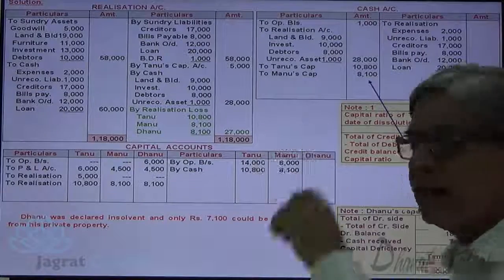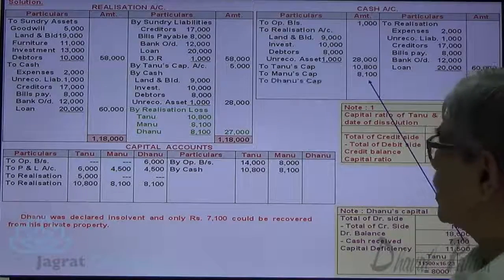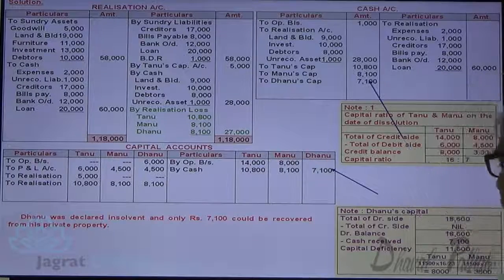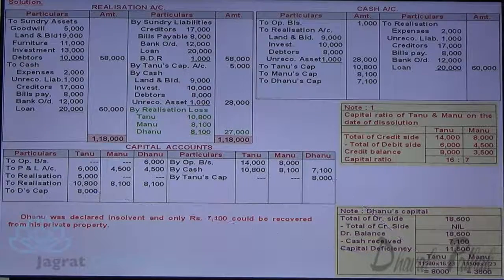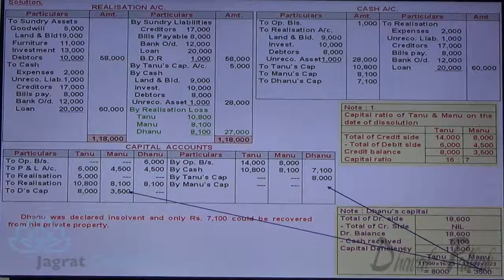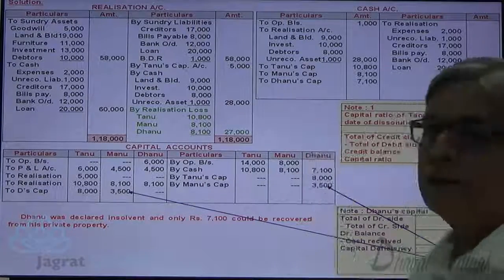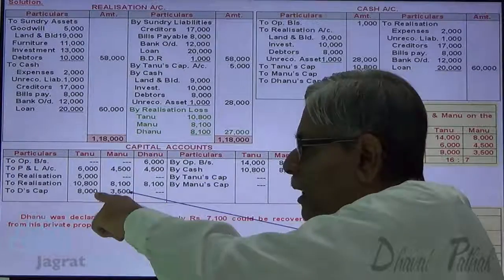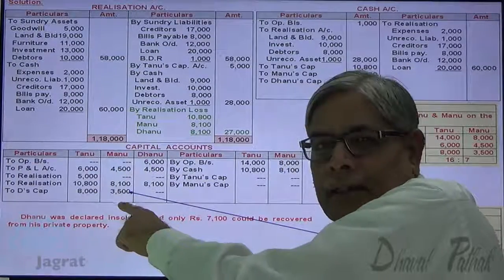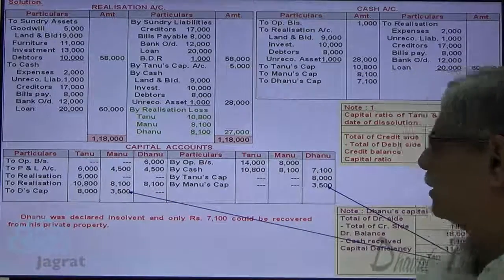Dhanu could bring only 7,100. Entry for that is cash account debit to Dhanu's capital account credit. This capital deficit, entry for that, Dhanu's capital account debit 8,000 to Dhanu's capital account credit 8,000. Share of Manu in capital deficit 3,500. Manu's capital account debit to Dhanu's capital account credit 3,500. This is how capital deficit is recorded. Journal entry for that. Dhanu's capital account debit 8,000. Manu's capital account debit 3,500 to Dhanu's capital account credit 11,500.